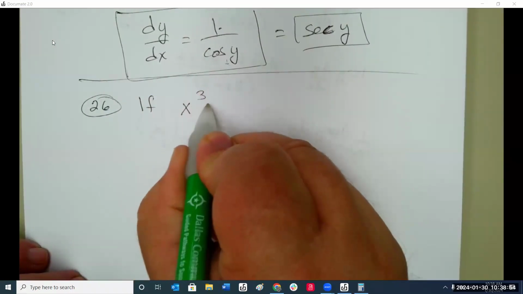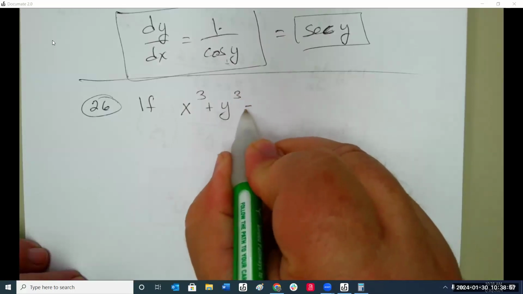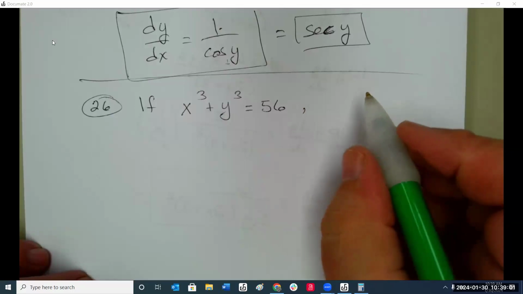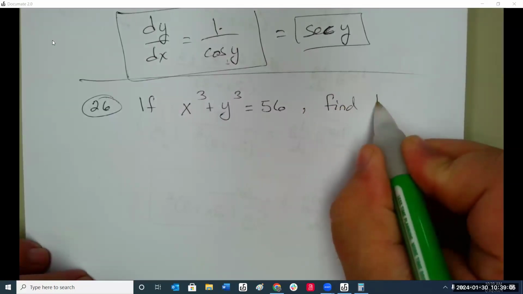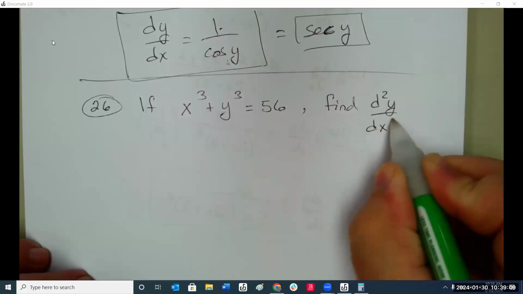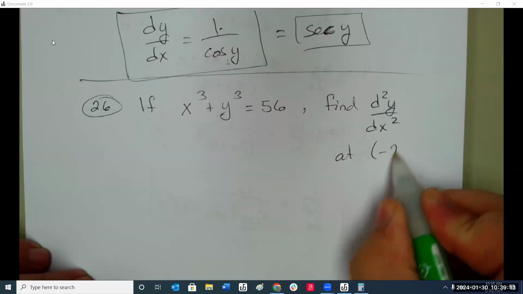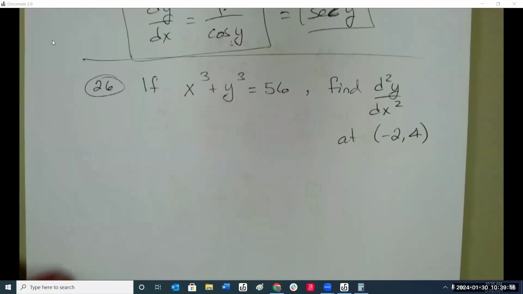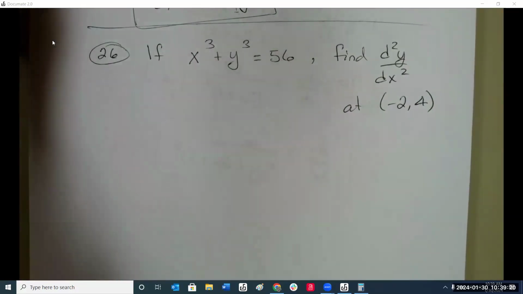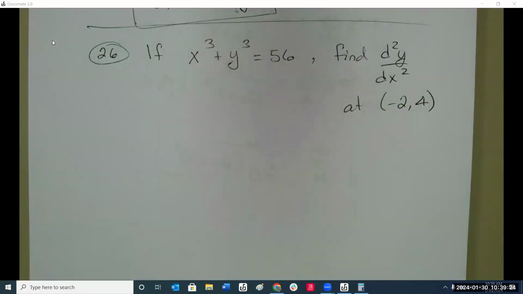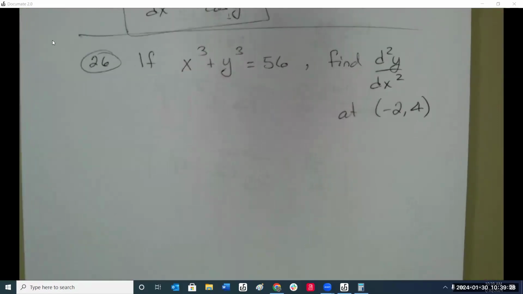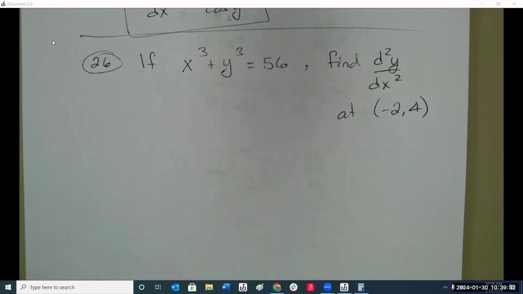If x cubed plus y cubed equals 56, find d squared y dx squared at the point (-2, 4). All right, so what do we do first?